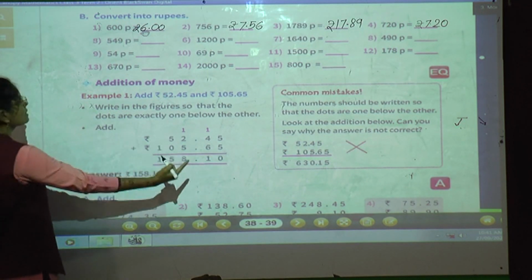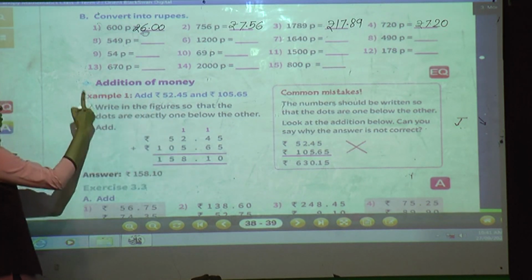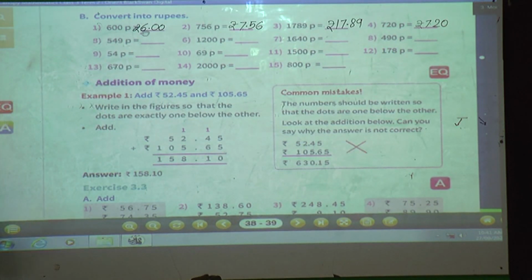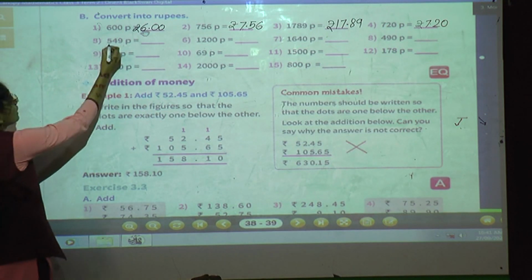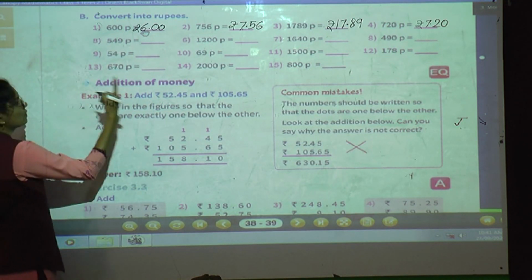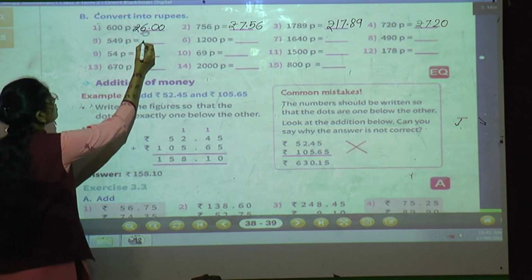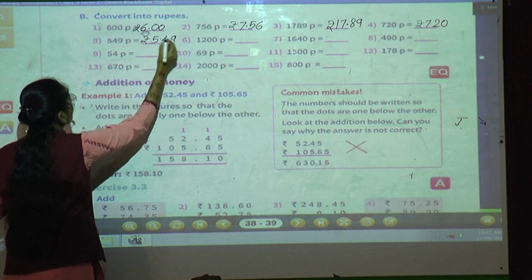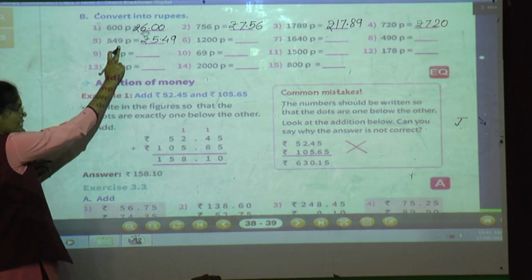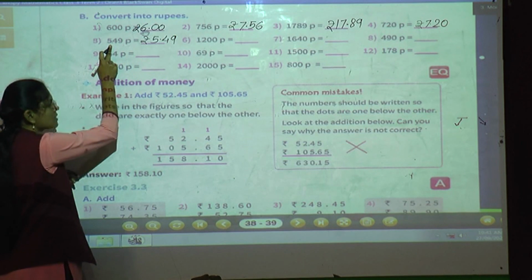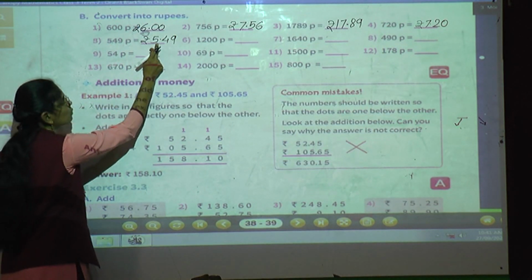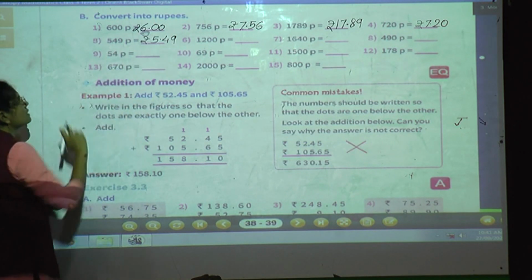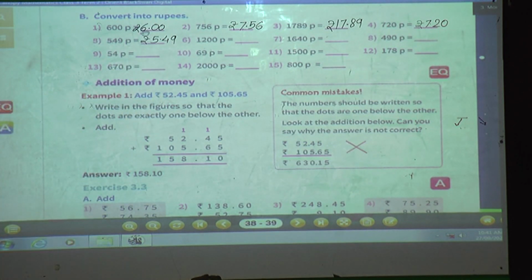So from the right side, before the second digit. Which one is the second digit? 4. So before 4 you have to give a dot. Then it will be converted into rupees. So what will be the answer? Rupees 5.49. Now see here, 549. In this number, before the second digit from the right side we have to put a dot. So rupees 5.49 means 549 paise.